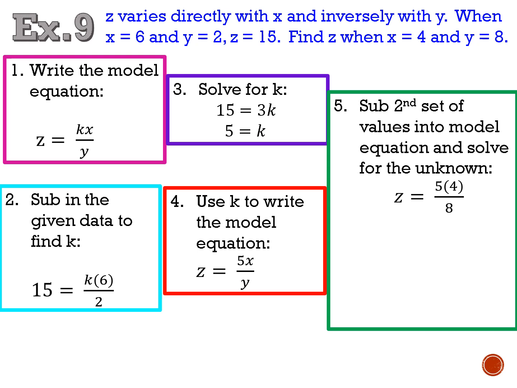So my k stays 5, my x is 4, and my y is 8. So I'm solving for z. So 5 times 4 is 20, and I get 20 over 8. Now, these reduce by 4 each. So that gives me 5 over 2, 5 halves.